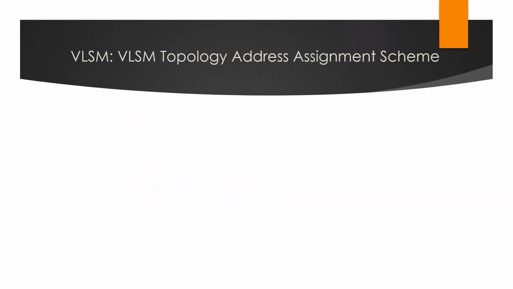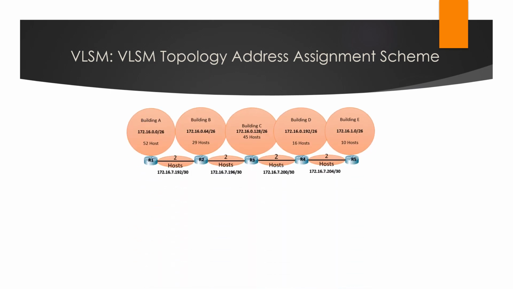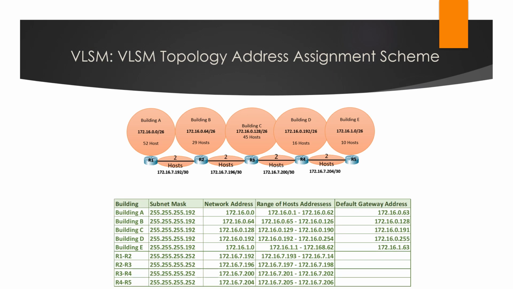And after we subnetted our network with the variable length subnet mask, this will be the addressing assignment scheme for our corporate network, with the table listing the subnet mask, the network address, range of host addresses, and the default gateway address for each subnet, for the branches and site-to-site connection.